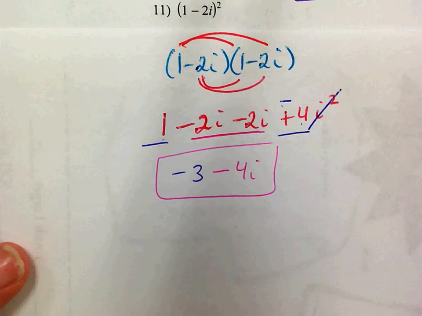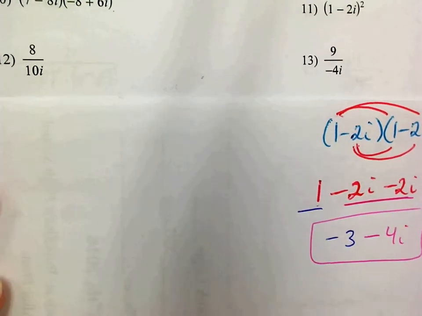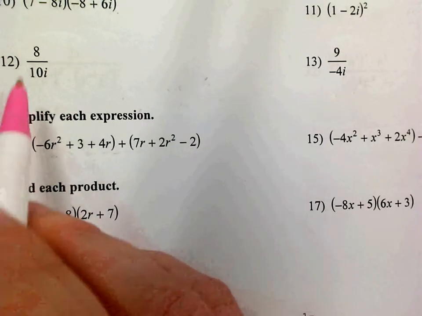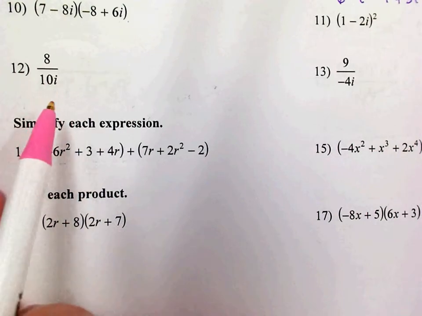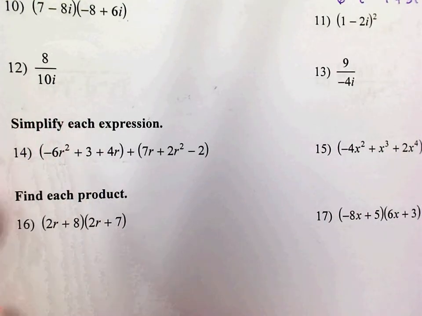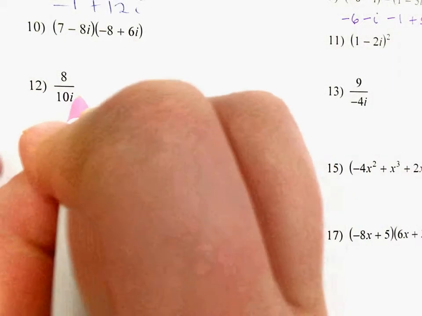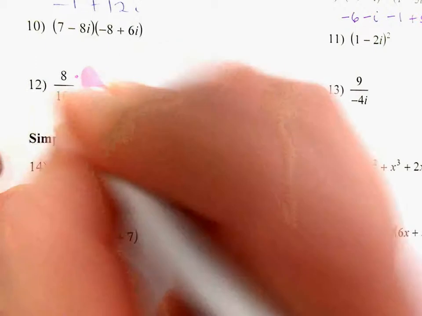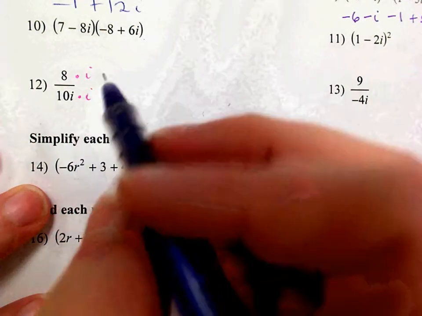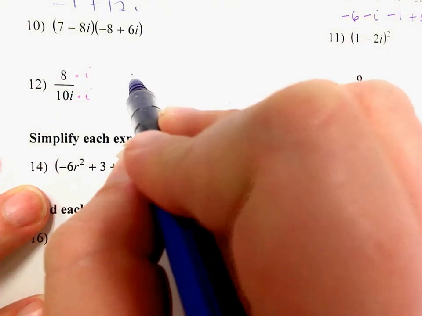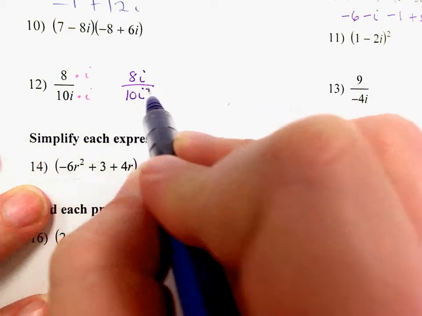What about 8 over 10i? Here's the thing. When you're talking about imaginary numbers, we don't like having imaginary numbers in the denominator. So I know that when I multiply by I times I becomes a negative 1. It goes away. So all you need to remember to do on this is multiply top and bottom by I. What does the numerator become? 8i. The denominator becomes 10i squared, but what did we say I squared was? Negative 1? So I'm just going to cross it out and put a negative.